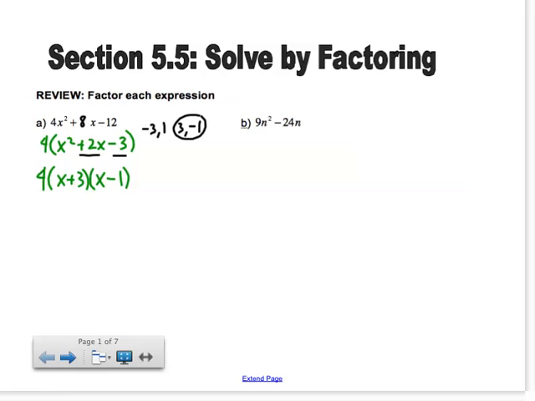Next one, the common factor here is going to be a 3. There's also a common factor of an n. Notice that your last term, when factored out completely, is always going to have no variable. It's going to be a constant. So I factor out an n, and I'm left with 3n minus 8. And that one's done too.